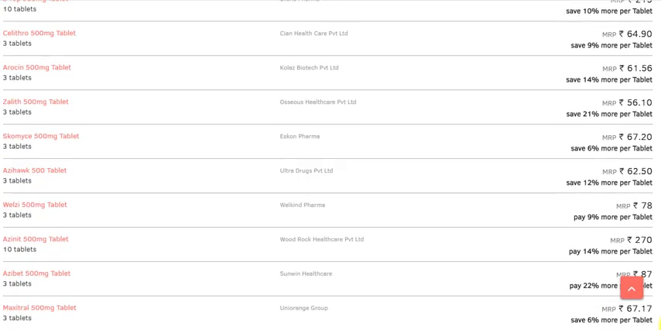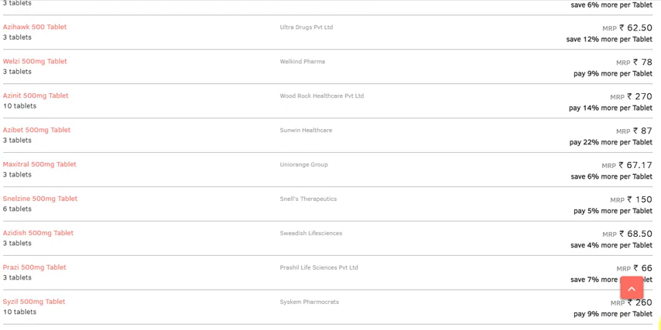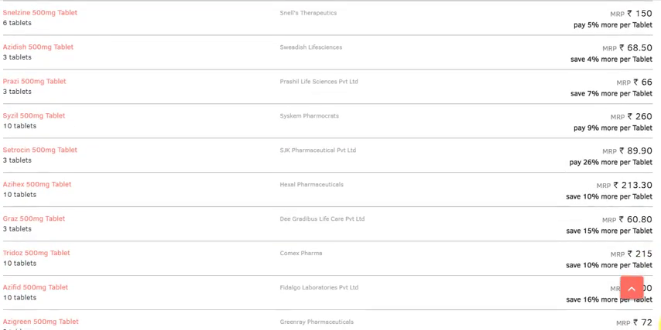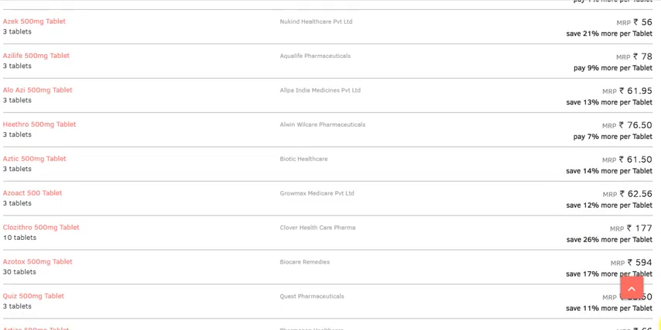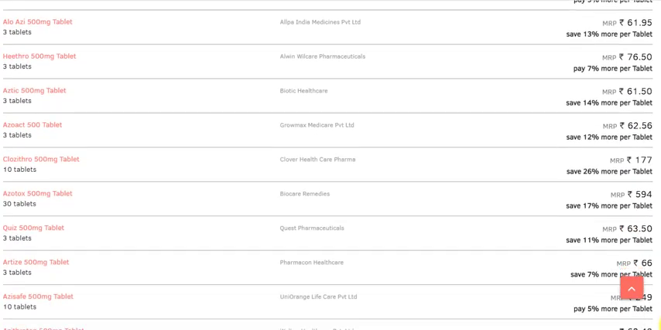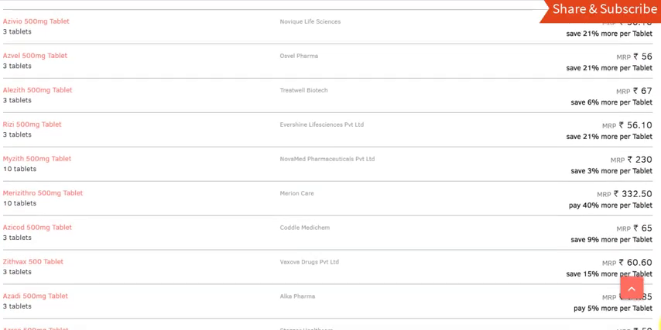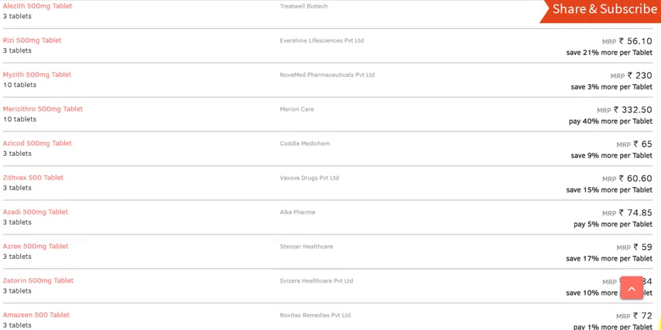Please consult your doctor. What if you forget to take azithromycin tablet? If you miss a dose of azithromycin 500 tablet, take it as soon as possible. However, if it is almost time for your next dose, skip the missed dose and go back to your regular schedule. Do not double the dose.